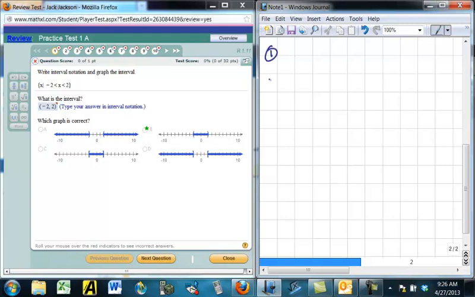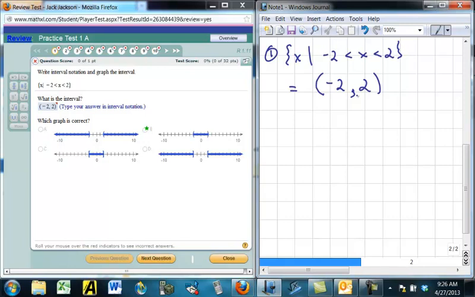So the first one is talking about interval notation and set builder notation. This is set builder notation. This is read the set of all x such that -2 is less than x, which is less than 2. So it's both, x's have to both be less than 2 and greater than -2. In interval notation, that is written as the open interval from -2 to 2, like that, with parentheses.